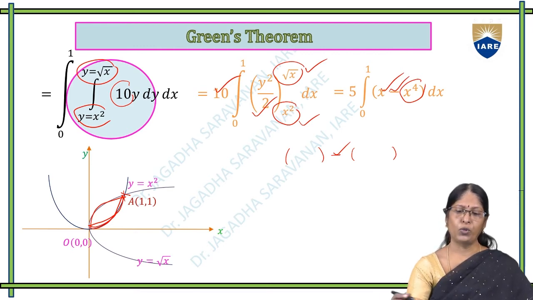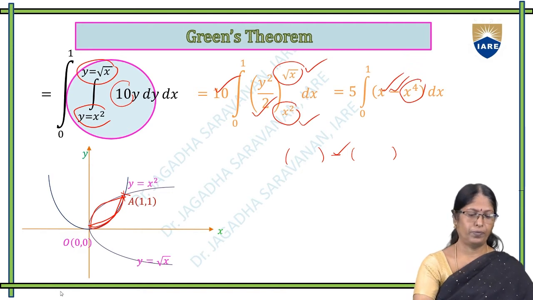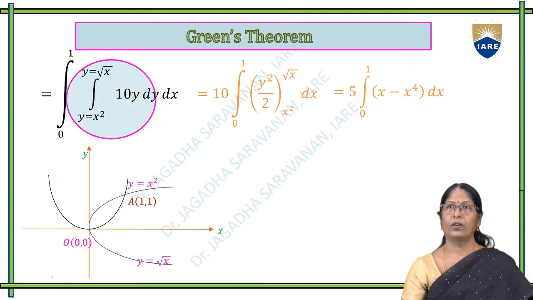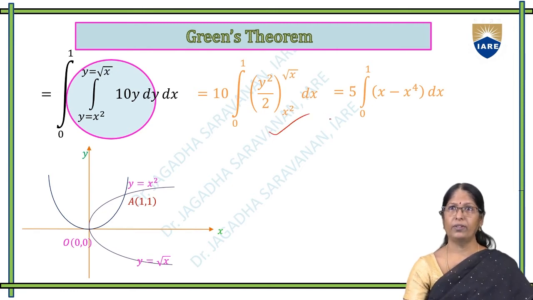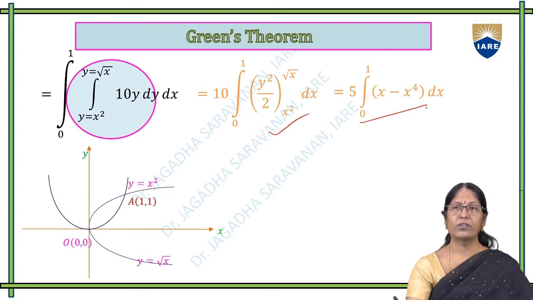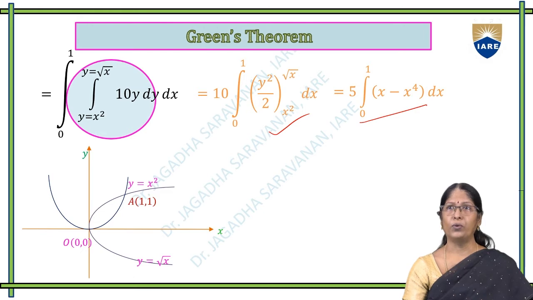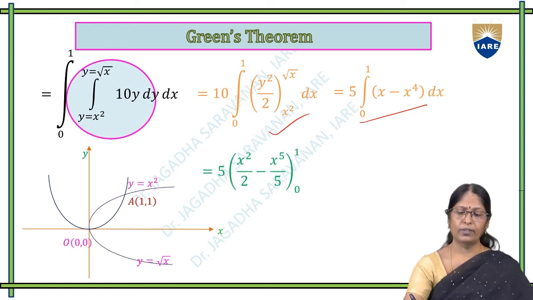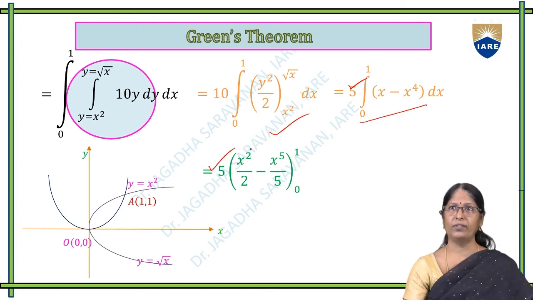Now we can see it here. The interior integration with respect to y, we did the integration and completed the upper and lower limits. The final result of the interior integration is 5 into integral 0 to 1 of x minus x power 4 dx. So this 5 we have written here as it is.